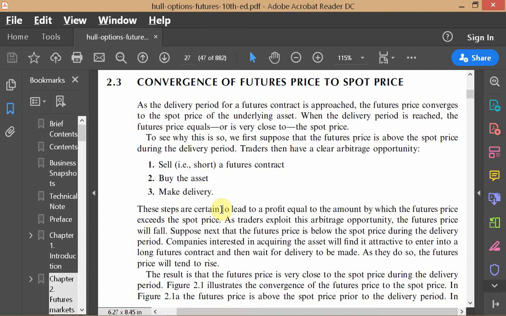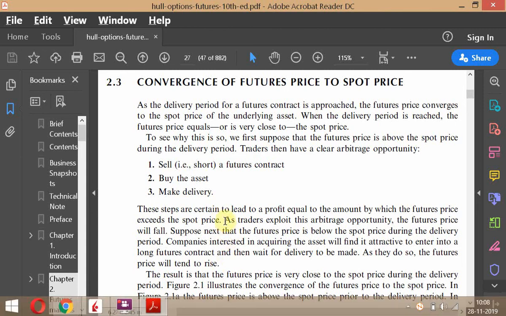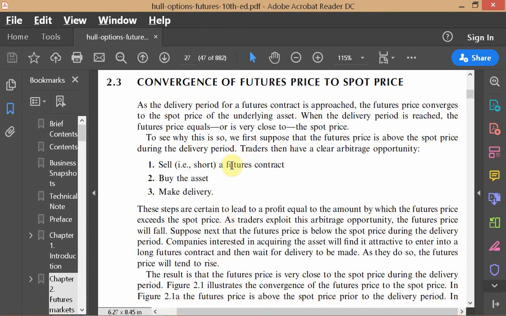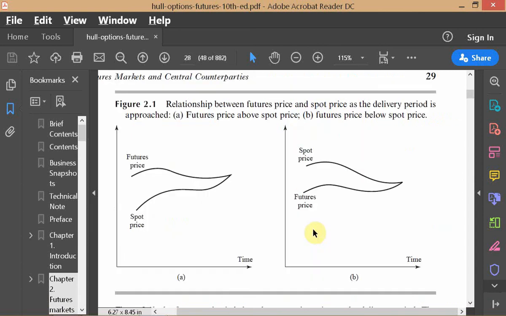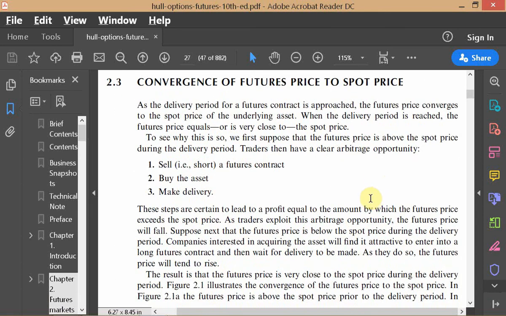Yes, sir. Okay. So if we are talking about a physical oil cargo, and there's an oil futures contract which is trading, the first example they've given is that the futures price is above the spot price. So what you see here, read what this says here.